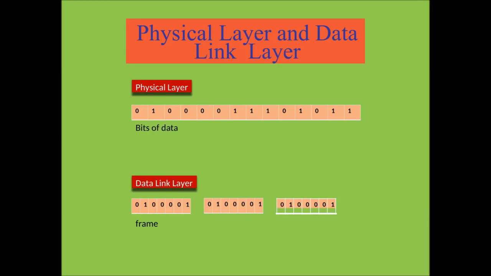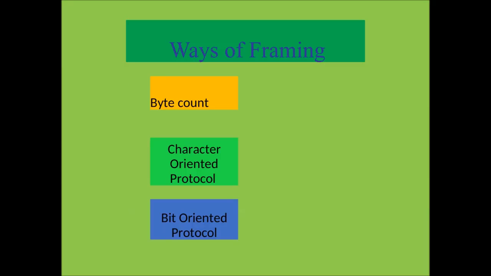But on the data link layer you can see a frame. Bits are combined to create a frame, and frames are transmitted by the data link layer. After that, the physical layer will receive those frames, they are converted into signals, and the signals are transmitted. Over here you can see three different frames, and so on. So data on the data link layer is transmitted in the form of frames.